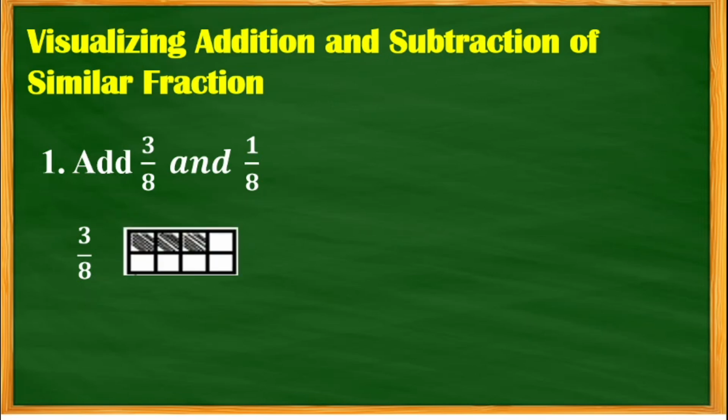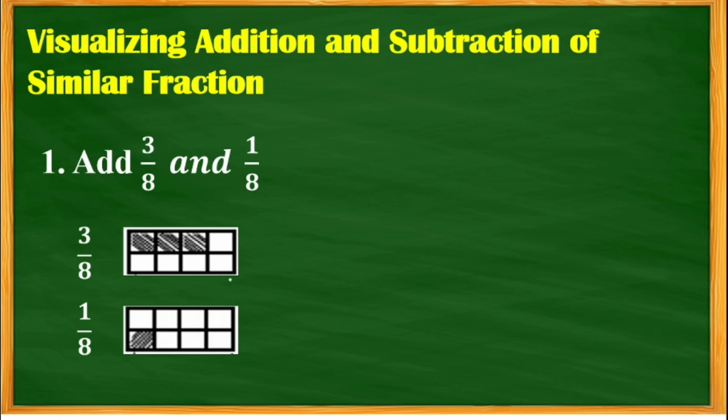This would be 3/8. The shaded part is 3 parts, and we have 8 equal parts. And then for 1/8, we have 8 equal parts. This would be the denominator, and the shaded part would be 1 part. And then we're going to add. So let's combine the two.